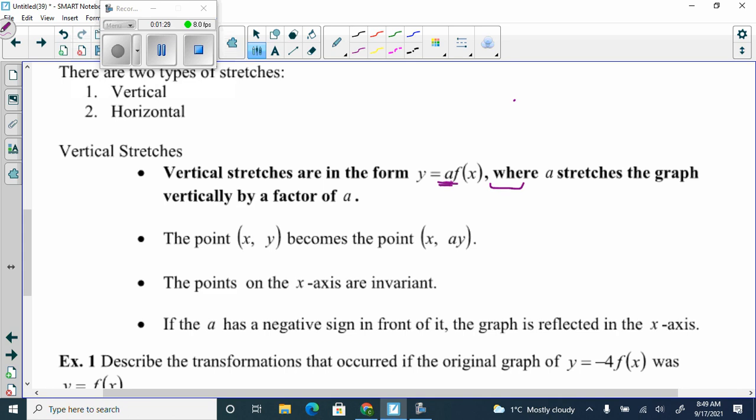So that's why we have to do them in the order stretch, reflect, translate, because stretch and reflect are multiplication and division, and translate is subtraction and addition, which is BEDMAS. So that's why you have to do them in that order. Stretch, reflect, translate.